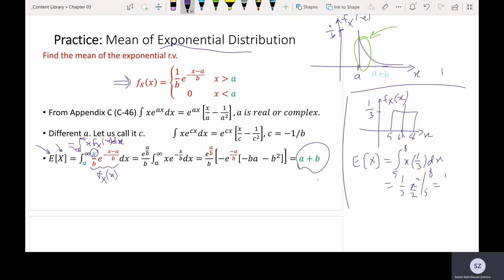So we have 1 over 6 times, 8 squared is 64, minus 5 squared, 25. So what do we have here? 64 minus 25, how much, guys? 39. Divided by 6, which should give you 6 point something. 36 divided by 6 is 6, and 3 over 6 is 0.5. Fantastic.